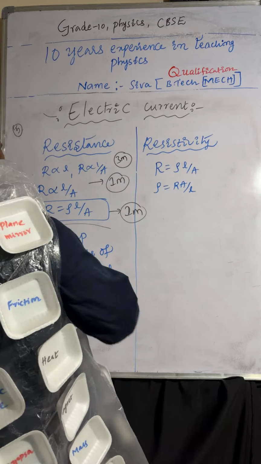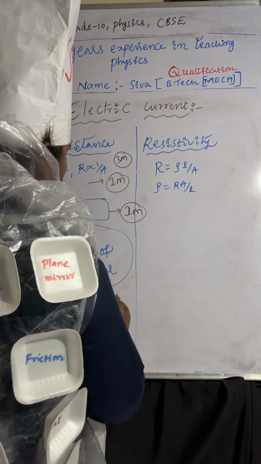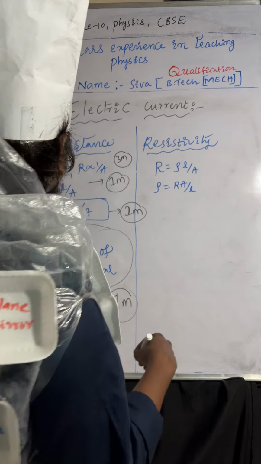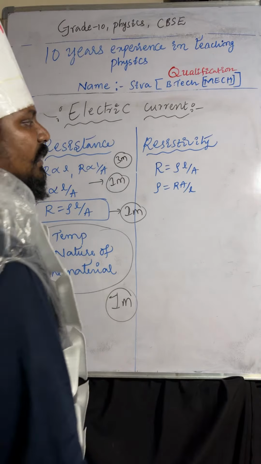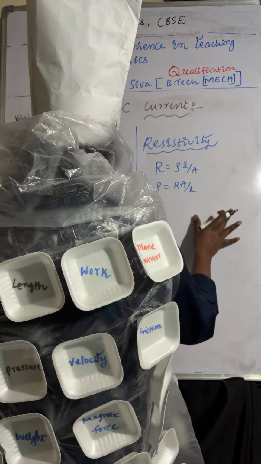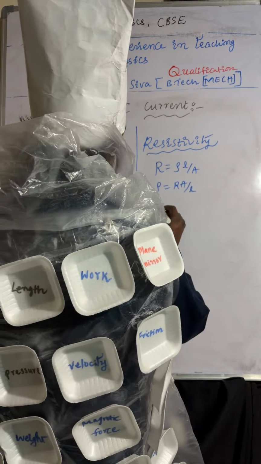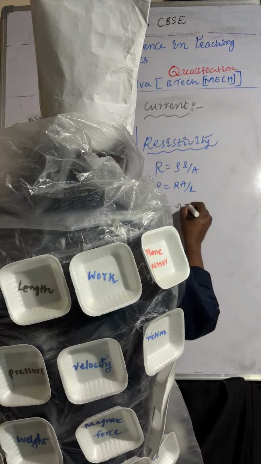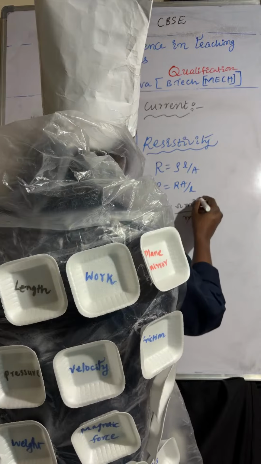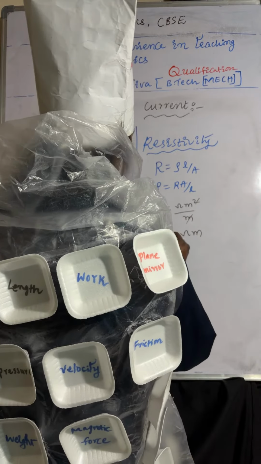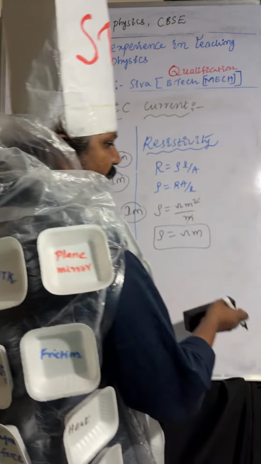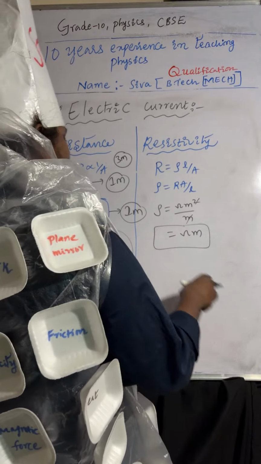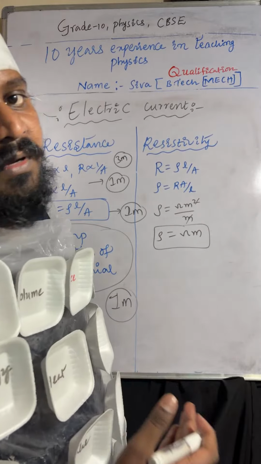And the difference, which depends on the factors, is 1 mark: resistance depends on temperature, and resistance depends on the nature of the material. Here we can expect 2 marks for the SI unit of resistivity, ohm meter squared by meter. The meter gets cancelled, so ohm meter is the SI unit. Compulsory, you have to remember. From the MCQ point of view, and also the derivation, sometimes they will ask directly for 2 marks.